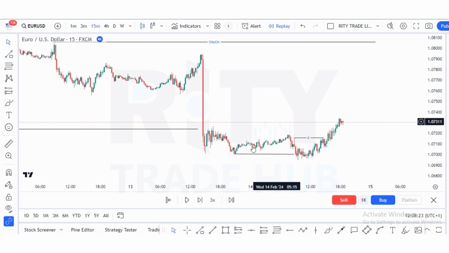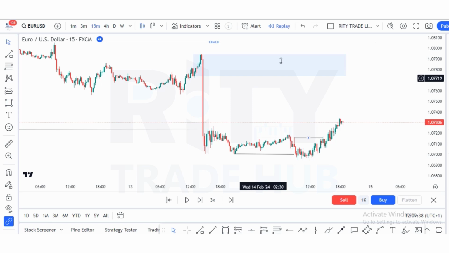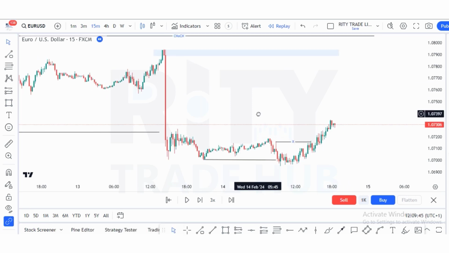So where is our POI? We're expecting price to mitigate an unmitigated POI. Right here, as you can see, we have our order flow. This is our POI. If we look closely again, you can clearly see that we have our order block right here. We have a valid order block with clear imbalance.